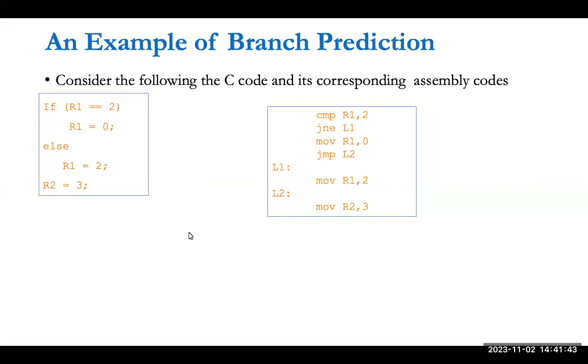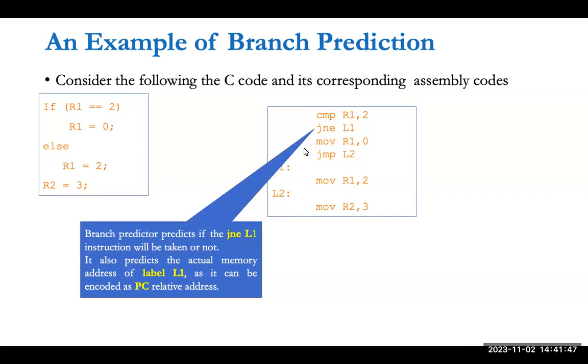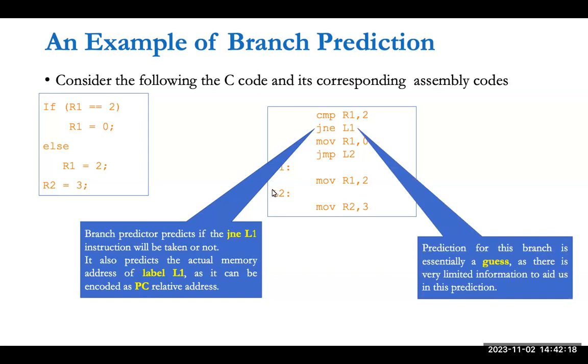In this case, the branch predictor predicts that this branch instruction will be taken or not taken. It also predicts the target address, which can be the relative address or the effective address in your program counter. But the prediction for this branch is essentially just a guess on whether R1 equal to 2 will hold. As there is very limited information to aid us in predicting whether this branch will be taken or not taken.